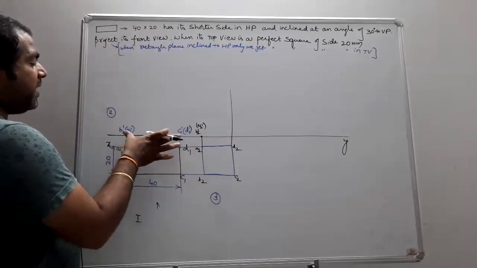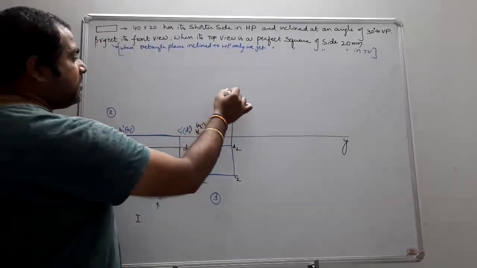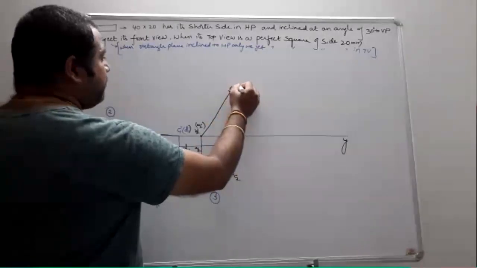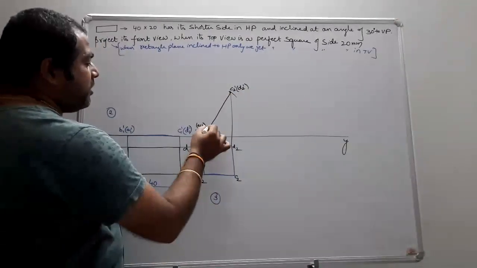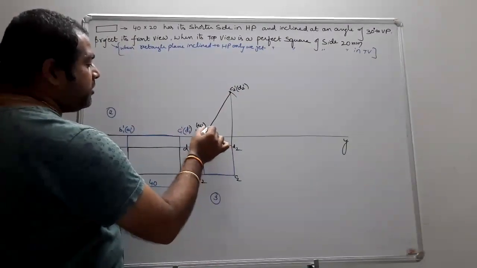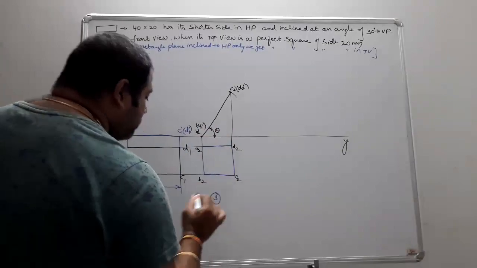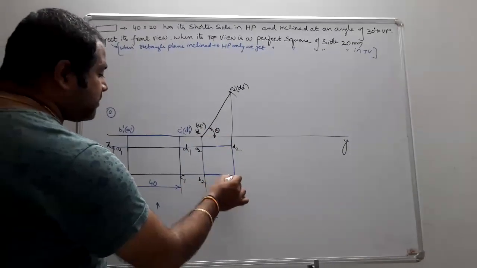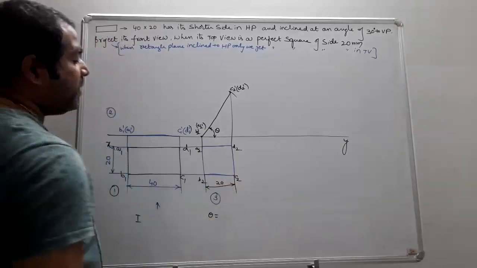So B dash C dash as radius, B2 dash as center, then you can obtain C2 dash of D2 dash. So this inclination is going to be measured as theta. Now you have to measure theta. In the problem he gives the perfect square of side 20, so you just have to mention it is 20.